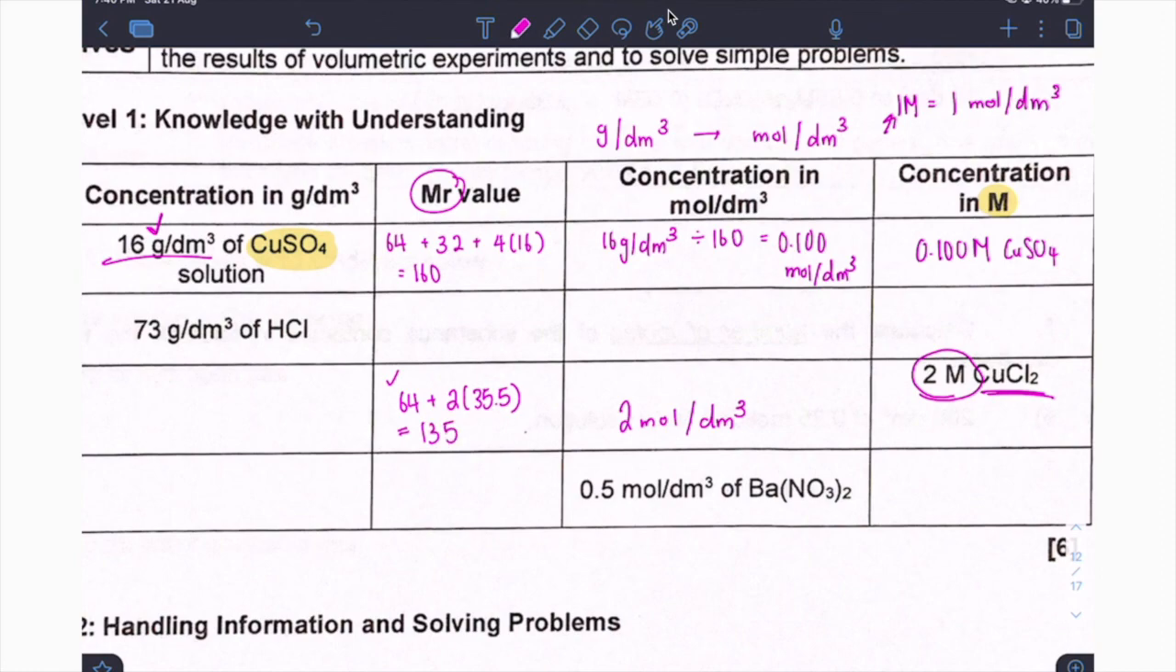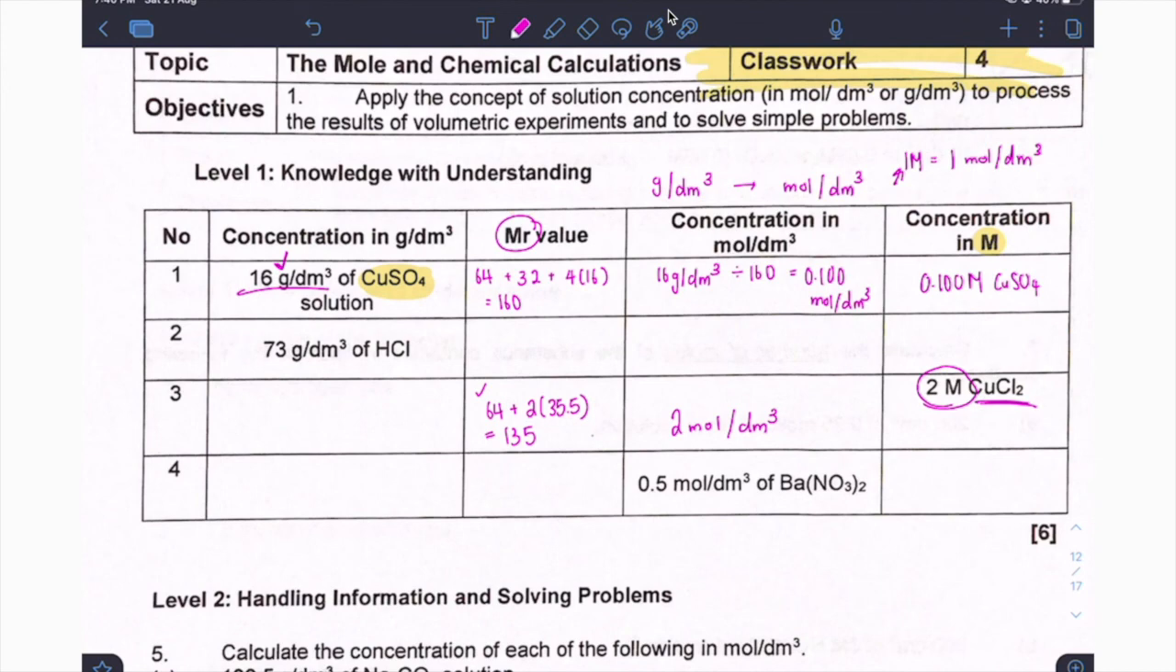Alright, to fill in the first blank, we're going to do the reverse of what we had just done. How do we go from mole per dm cube to gram per dm cube? Alright, if you flip up to your notes, you'll realize that I just have to multiply by the MR. So the working is simply 2 mole per dm cube times the MR, which is 135. The answer is going to be 270. Alright, so I hope this is simple for you.